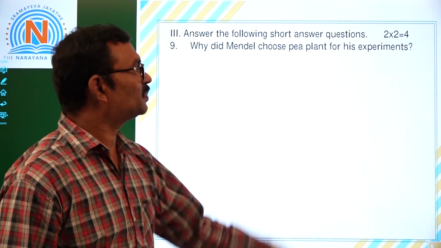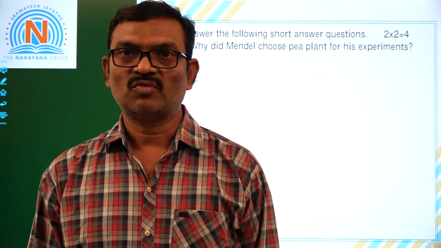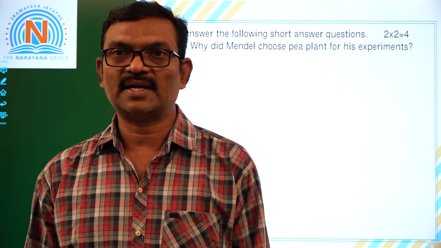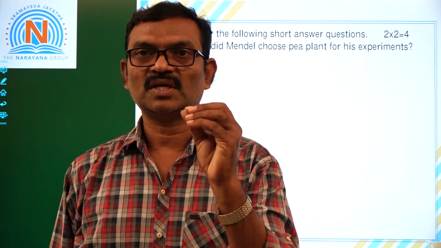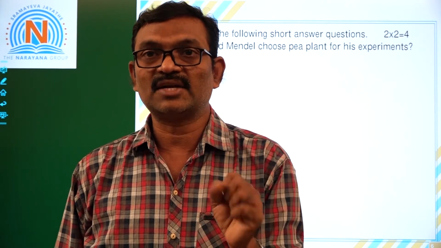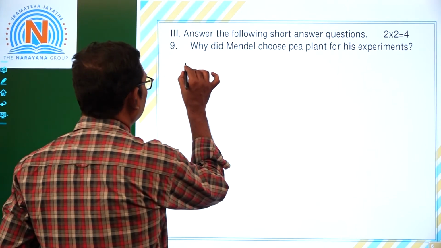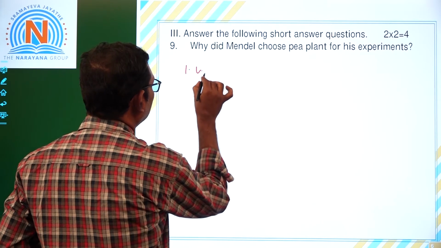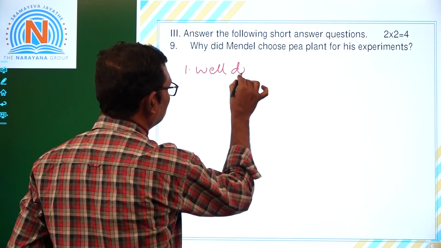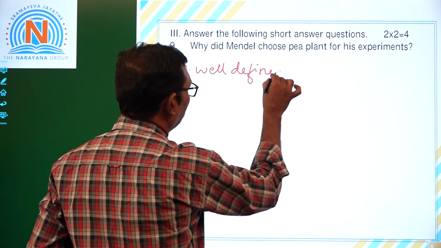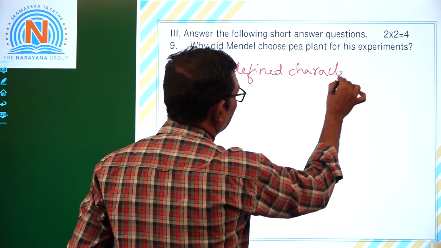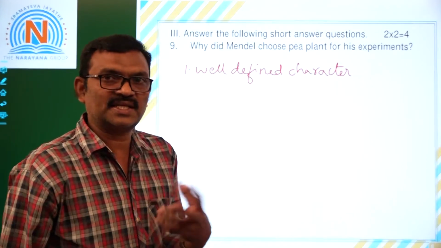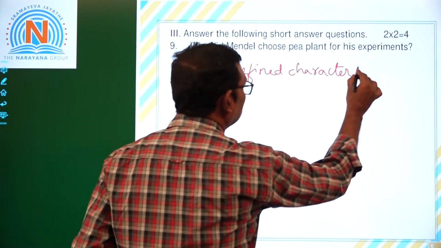Now next question, ninth question. Why did Mendel choose the pea plant for his experiments, even though there are a number of plants on the earth? Because it has some advantageous characters. Let us discuss them. Because it has well-defined characters. That means we can easily describe them.